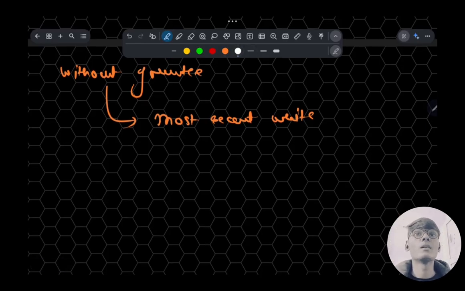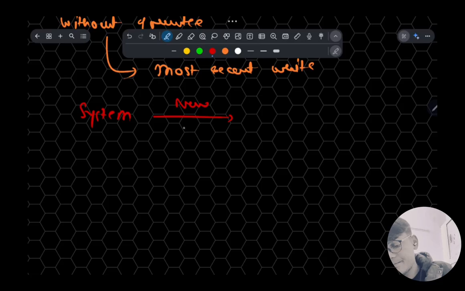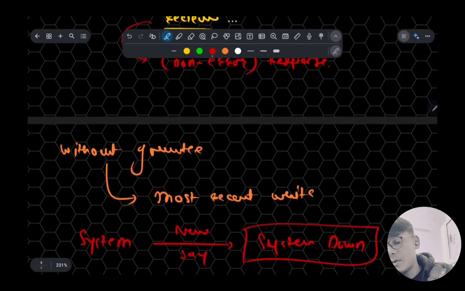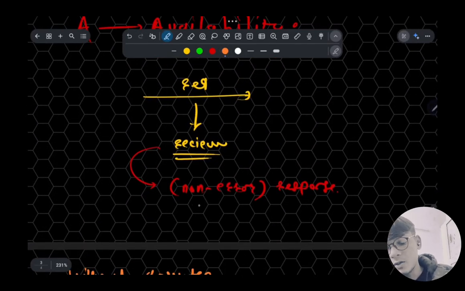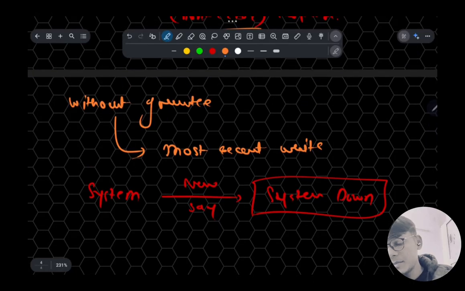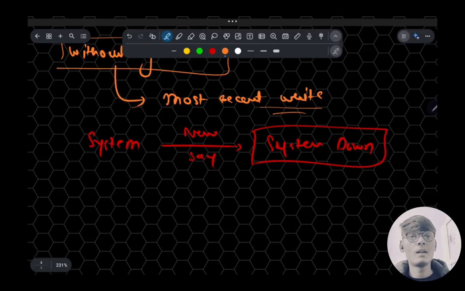What is the exact meaning? The system never says the system is down, because it is available all the time. Every request receives a non-error response, without a guarantee of the most recent write. The system never says it is down.